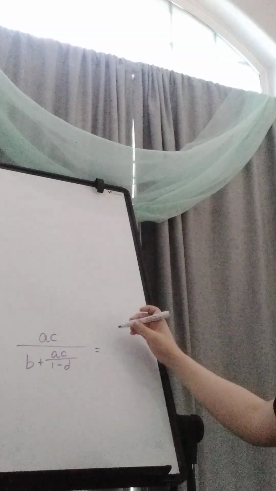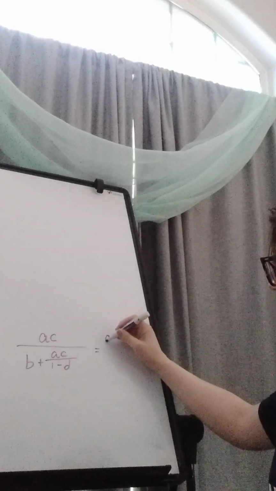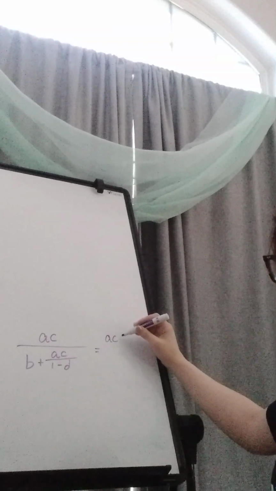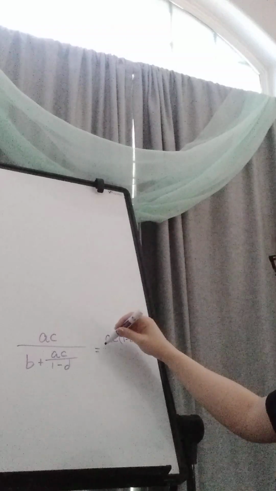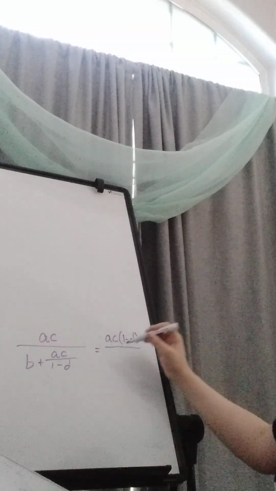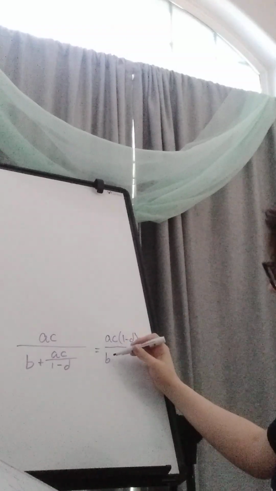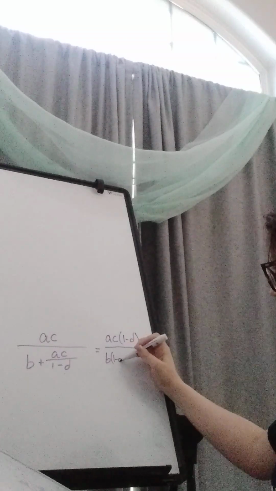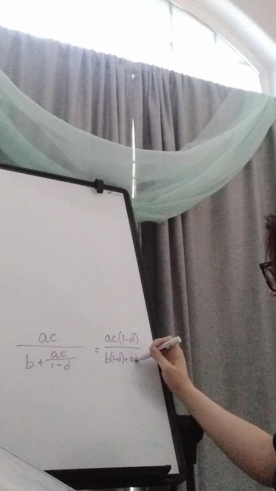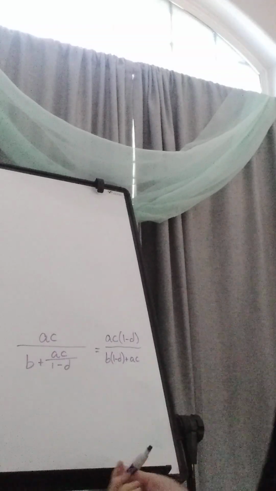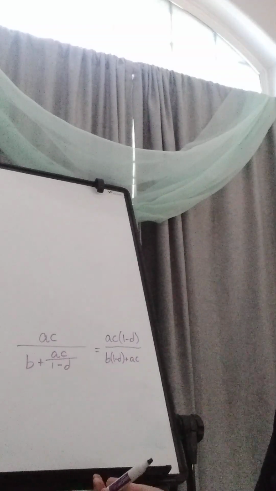So the answer to this question here is AC times the quantity 1 minus D over B times 1 minus D plus AC.